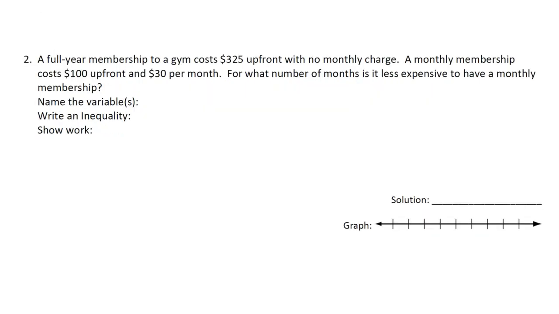For example 2, start by reading the problem. A full year membership costs $325 with no monthly charge. A monthly membership costs $100 and $30 per month. For what number of months is it less expensive to have a monthly membership? The variable will be the answer to that question, the number of months for which it is less expensive to have a monthly membership.